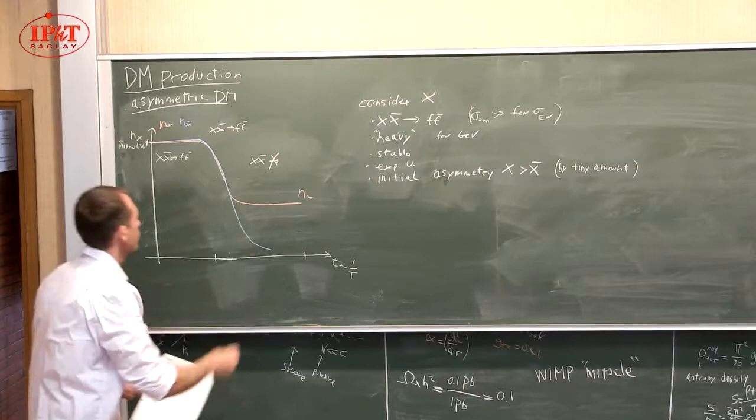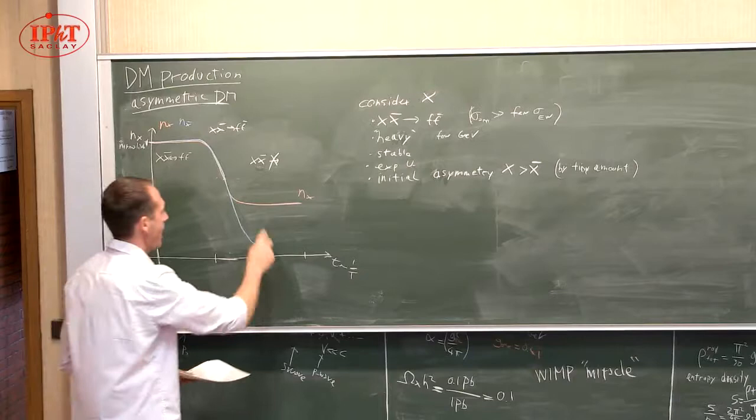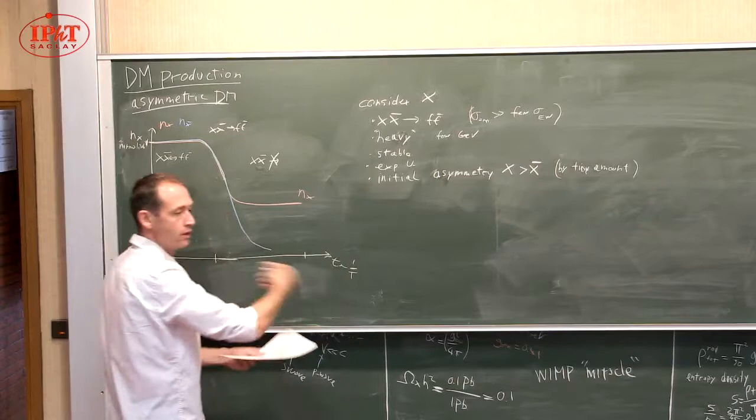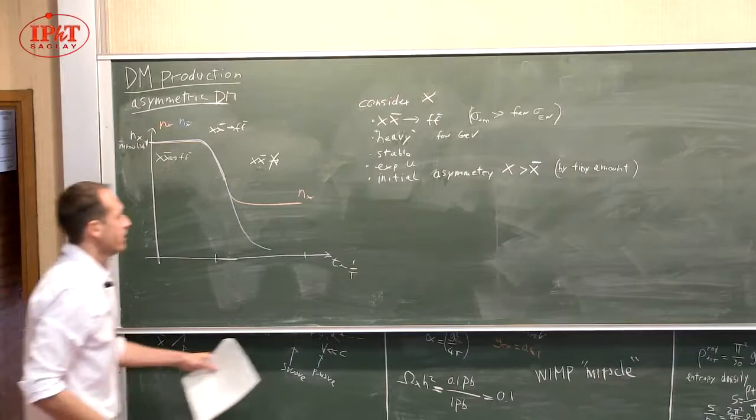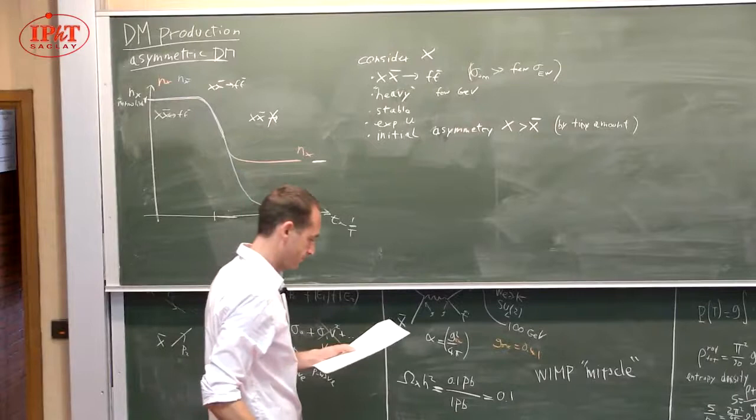Because of the absence of X bar particles, I will get a residual amount of X particles which have not been able to annihilate against anyone. So this is exactly what happens, and this will be the final relic abundance. This is exactly what happens for baryons.